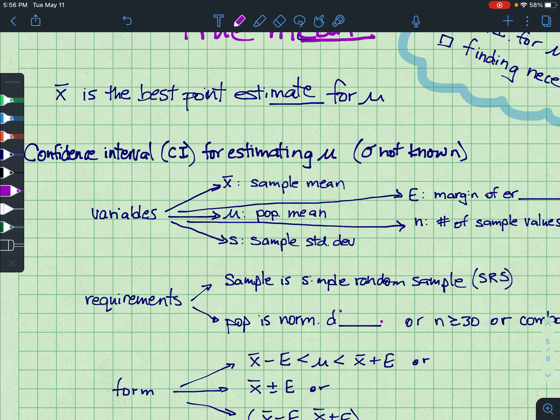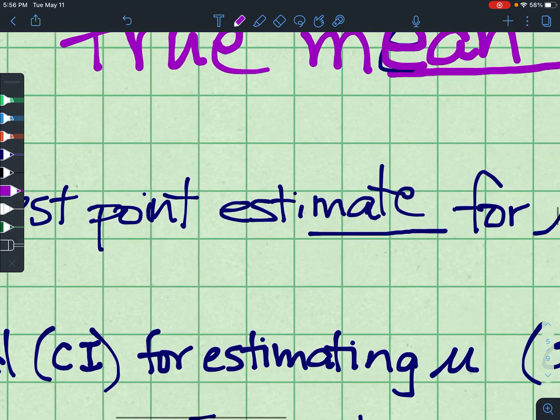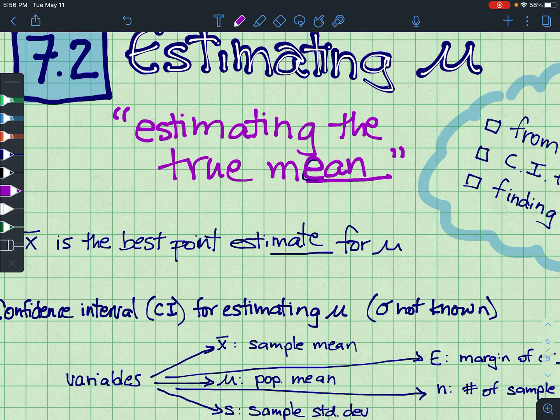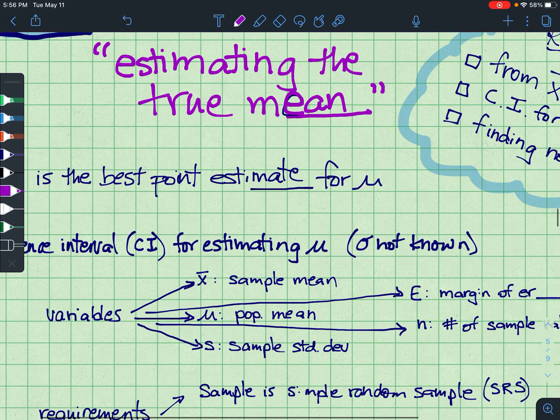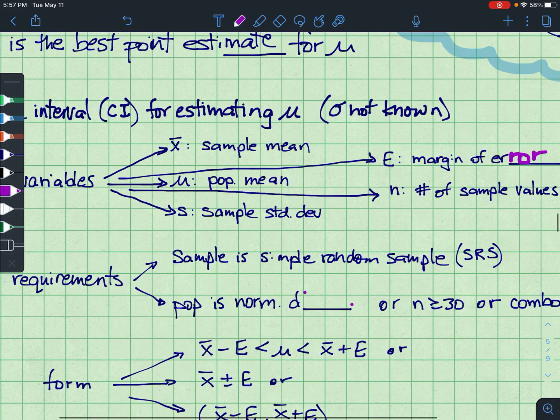First of all, very similar to lesson 7.1, x hat is the best point estimate for mu. Looking at how we establish this confidence interval where the standard deviation is not known. There are several variables. I think the trickiest is this new one, which we call E, the margin of error. We'll get a formula for that in just a moment. And then there are requirements, as usual.